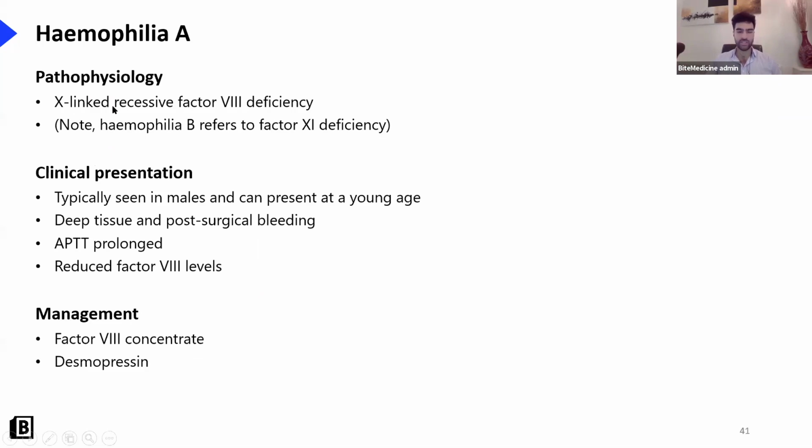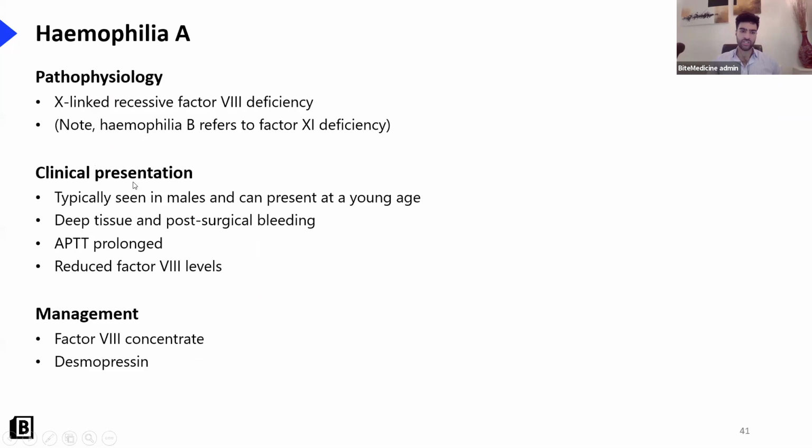So it's X-linked recessive factor VIII deficiency. Haemophilia B refers to factor IX deficiency. And as someone rightly said in the chat, that's known as Christmas disease. I'm not sure why it's called that, but just an interesting fact. And haemophilia B is rare.